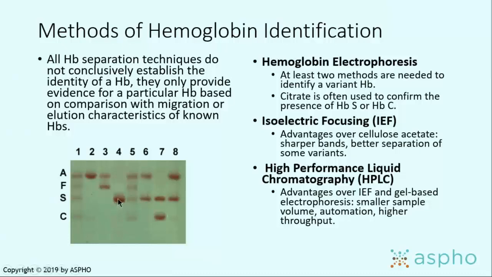and the hemoglobin S. You can also do isoelectric focusing, which better separates out some of the more unusual variants, and then high-performance liquid chromatography allows for smaller samples and more rapid results.